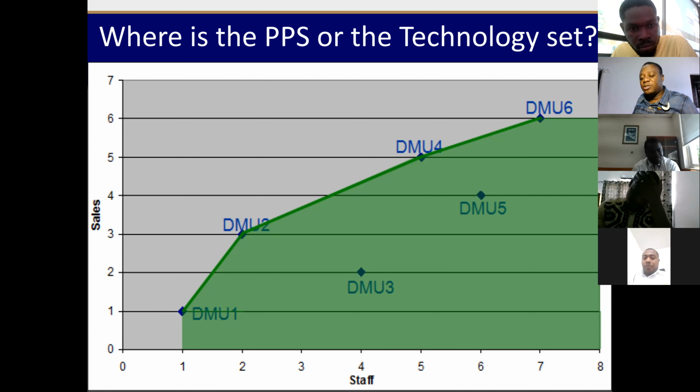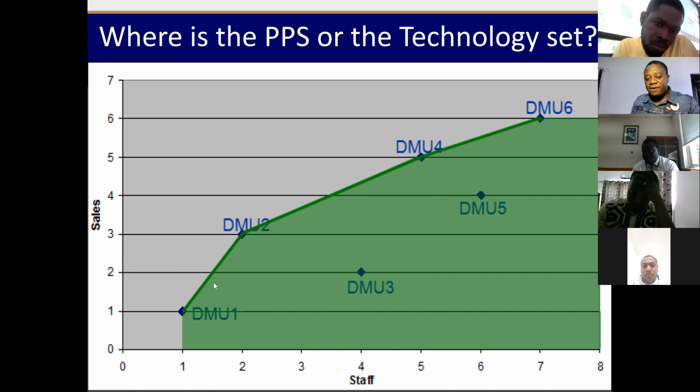And that is why this DMU is a dominated DMU. And when you look at DMU 3 carefully, it is using an input of what? An input of 4.